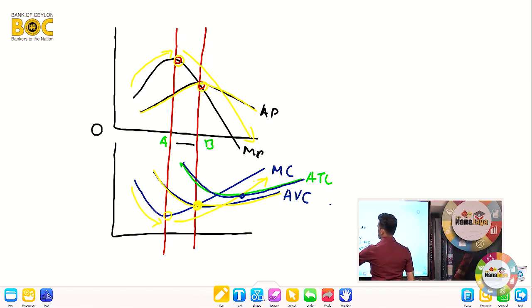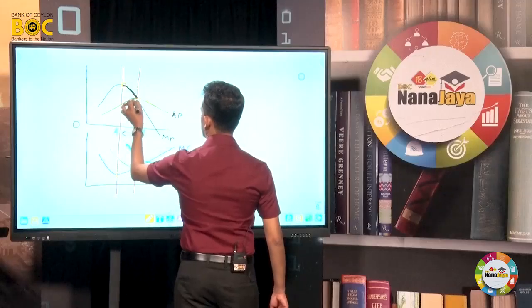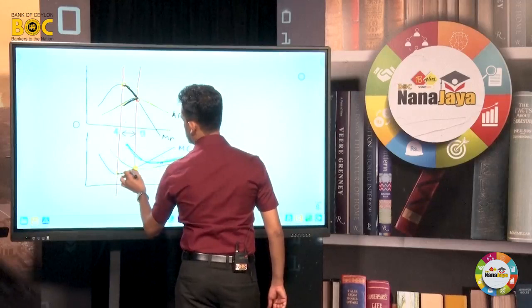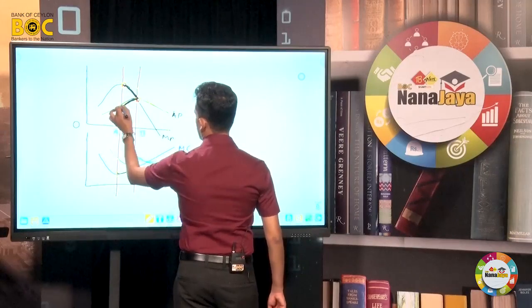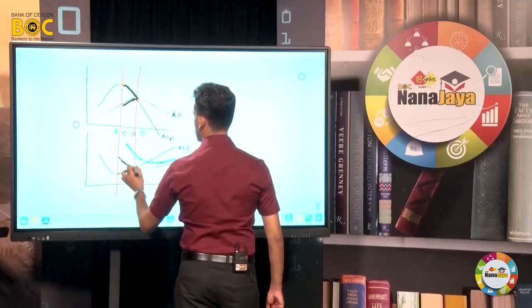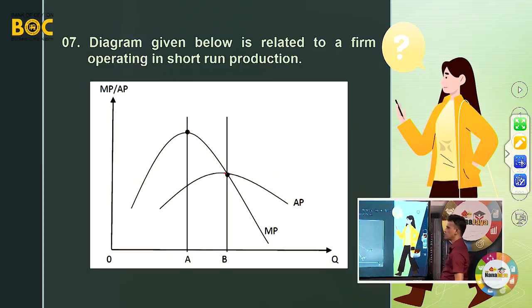During this range, marginal product decreases like this, and the average product increases. So when marginal product decreases, marginal cost is increasing, and as average product increases, average variable cost decreases. Right.